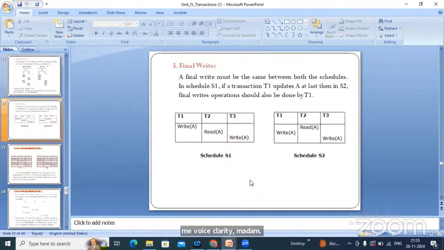Next, final write. So final write must be the same between both the schedules S1 and S2. So in schedule S1, if a transaction T1 updates the last write, in S2 the final write operation should also be done by T1. So here in the S1 schedule the final write is by T1 and T3 also.